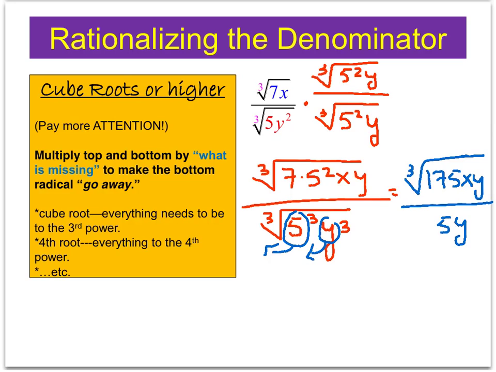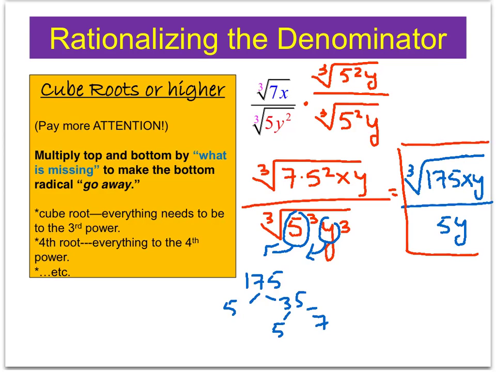Now, before we finish, we have to make sure that the top is completely simplified. 175 is 5 times 35. 35 is 5 times 7. So nothing is in a group of 3. So this cannot be simplified any further. So that is my final answer.